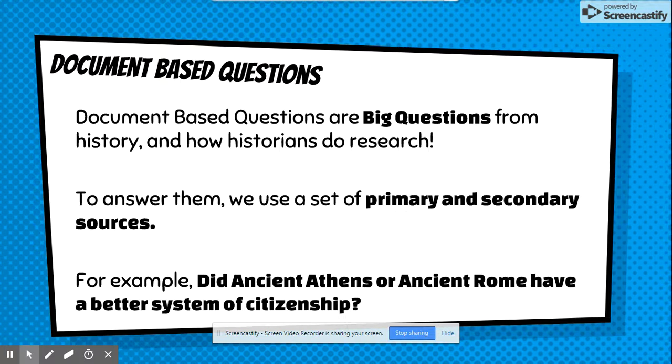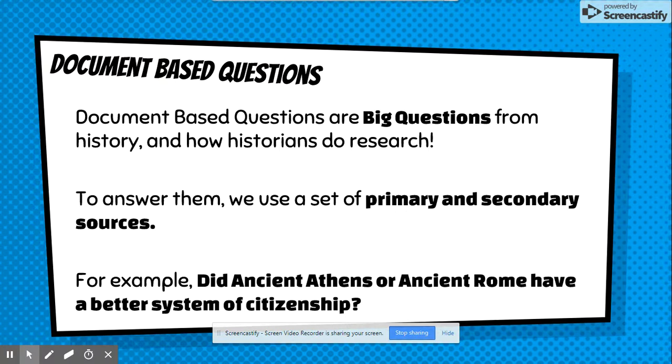Okay. So to answer document-based questions, you are going to use a set of primary and secondary sources. Because you guys are in middle school, we'll usually give you those sources. We're not going to make you go out and do the research and try to track those down. But the idea is the same. You're going to use a set of primary and secondary sources to try to answer some big question, and we call those document-based questions.